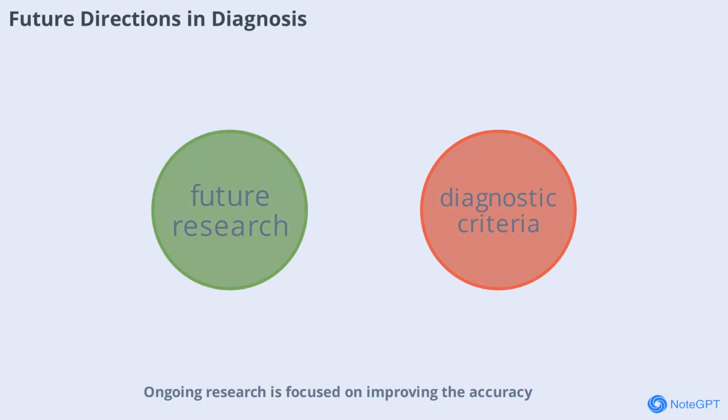Ongoing research is focused on improving the accuracy and reliability of diagnostic tools for piriformis syndrome. Larger, high-quality studies are needed to validate imaging markers and refine protocols. There's also a push to develop more anatomically precise terminology and diagnostic criteria, moving away from the broad term piriformis syndrome to more specific descriptors. These advances will help clinicians provide more targeted and effective care.